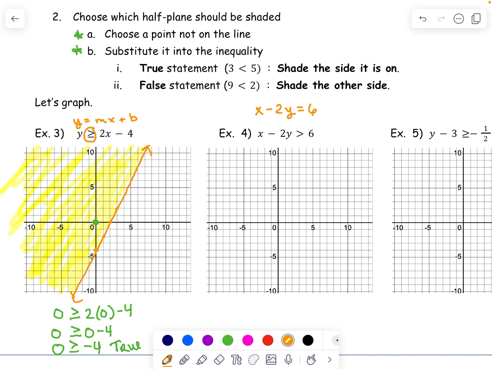Now, could you put y alone? Yes, you could, okay? But when you have an inequality, you do have to remember that if you multiply or divide by a negative, you are going to have to change the inequality, okay? So I caution you against doing that because number one, it's more work, and number two, there's more room for error.